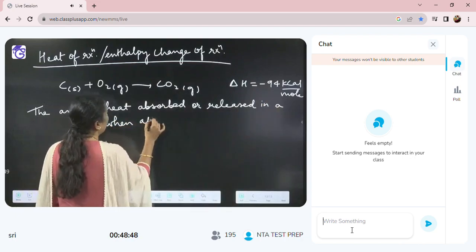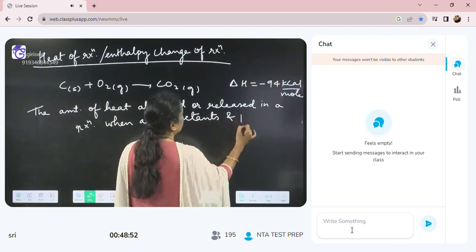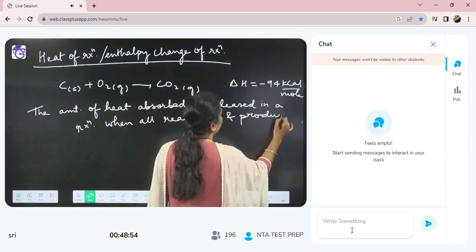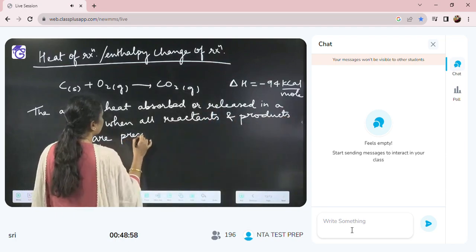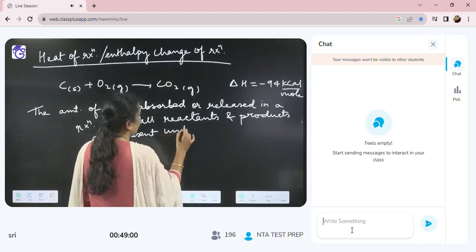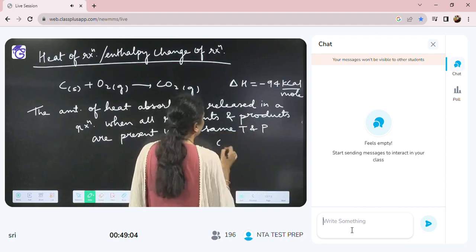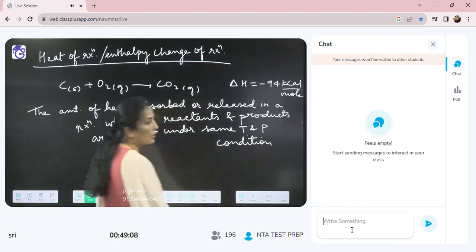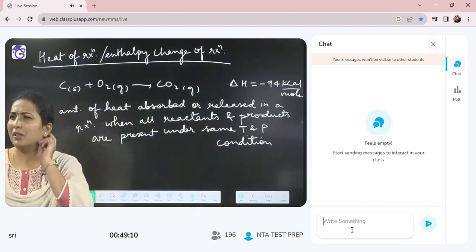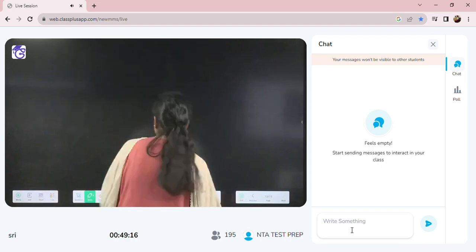when all reactants and products are present under same temperature and pressure condition. That's what is heat of reaction. Hopefully you got it. It's very simple. Sometimes it is also known as enthalpy also, or else enthalpy change here.